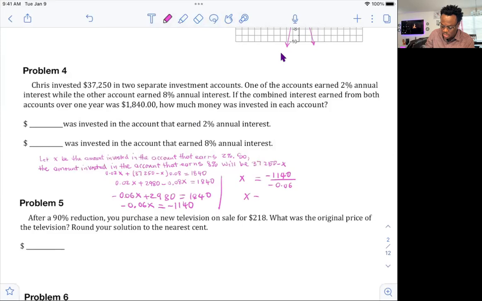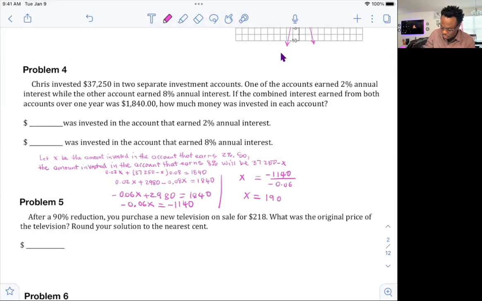And then x is equal to 19,000. 19,000 is what was invested in the first account that earns 2%, because that's what we called X in this problem. So that's 19,000 that was invested in the first account that earns 2%. And then we know that that's X.